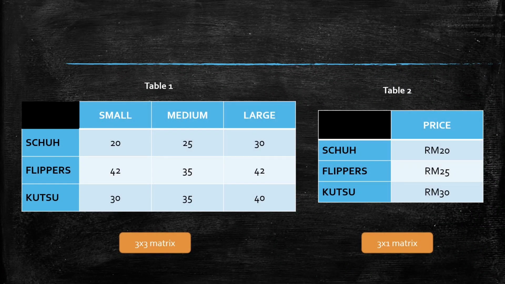As we can see, table 1 is all the stock for sizes small, medium and large for the 3 stars, Shu, Hippos and Kutsu. Meanwhile, table 2 shows the price of the shoes for the 3 stars. From table 1 we can also see that it is a 3 by 3 matrix, and table 2 is a 3 by 1 matrix.